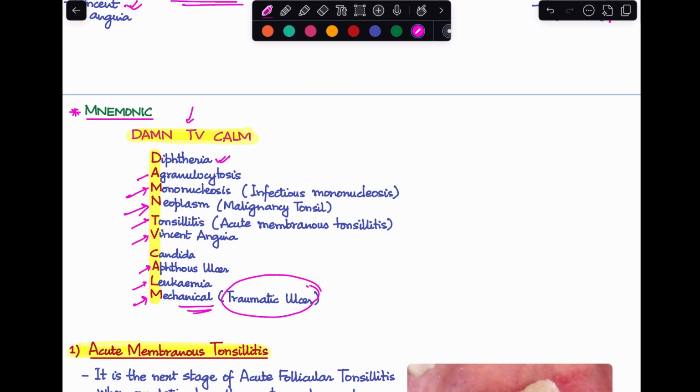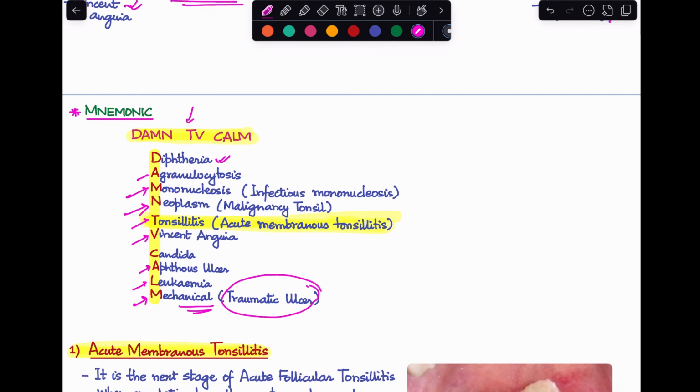So first of all, we'll discuss acute membranous tonsillitis. This is one of the most common causes that you will be coming across. Acute membranous tonsillitis is essentially the next stage of acute follicular tonsillitis. What happens in acute follicular tonsillitis? There's an infection within the tonsillar parenchyma and the lymphoid follicles are involved. There is formation of exudate inside the crypts, which starts coming out of the crypts and presents as yellowish white spots on the surface of the tonsil.